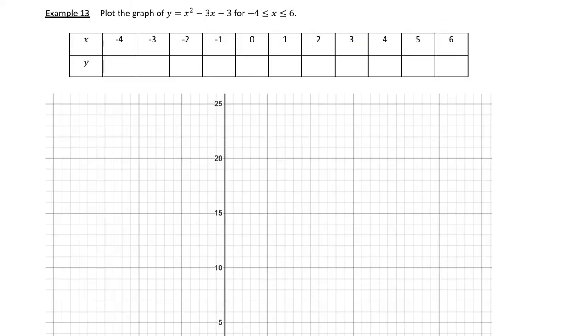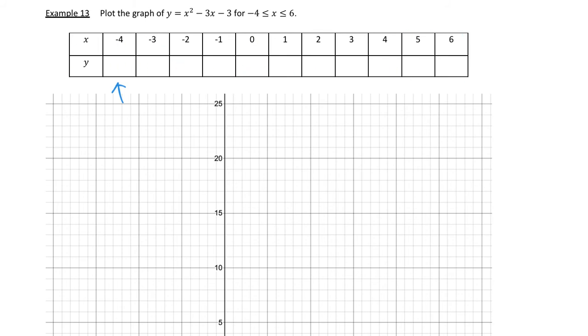This example, first of all, asks you to plot the graph of y is equal to x squared minus 3x minus 3, for minus 4 is less than or equal to x is less than or equal to 6. So to do this, first of all, how we're going to get this point, I'll just do one of these. What you're going to do in your calculator, you've got all the x values along the top, and then you've got to find the corresponding y values.